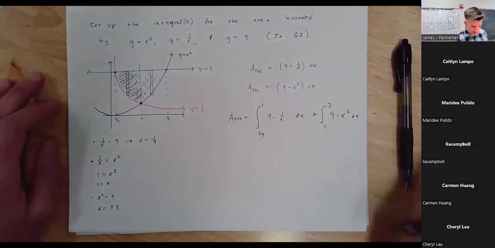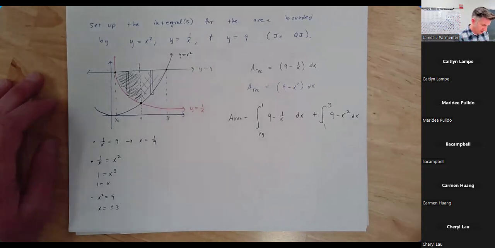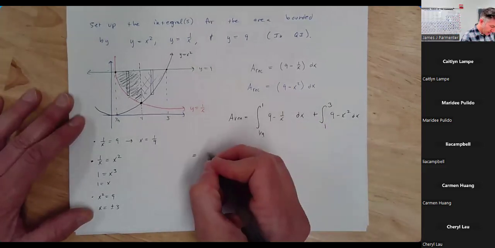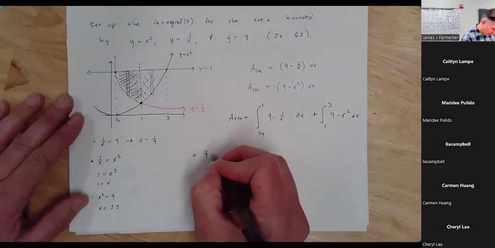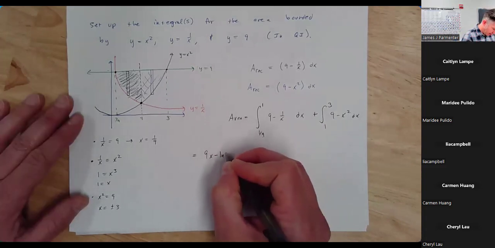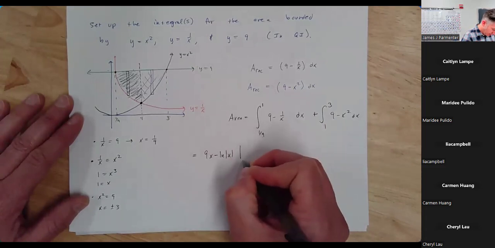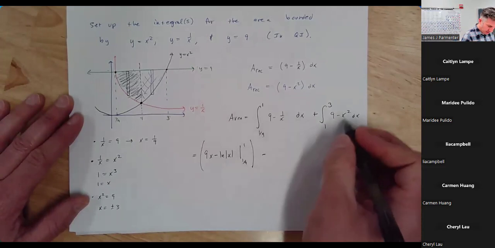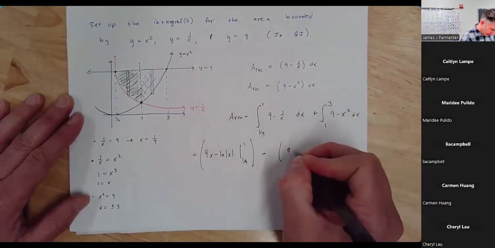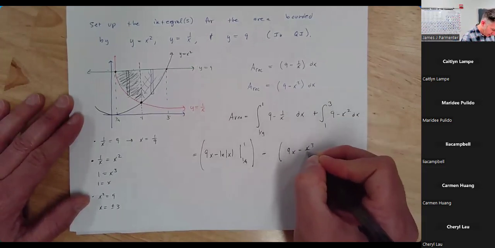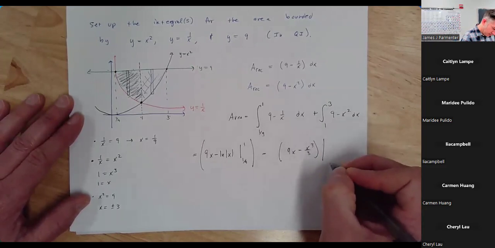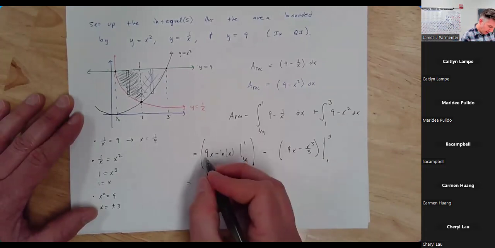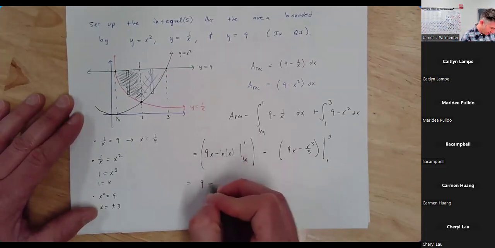And yeah, we might as well find the area here. It's going to be a little bit gross, but we should do it anyway. So calculating it, for this first integral, we get 9x minus the natural log of the absolute value of x, evaluated from 1/9 to 1, plus, over here, we're going to get 9x minus x cubed over 3, evaluated from 1 to 3. And then we plug in, we get 9 minus natural log of 1. Natural log of 1 is 0.